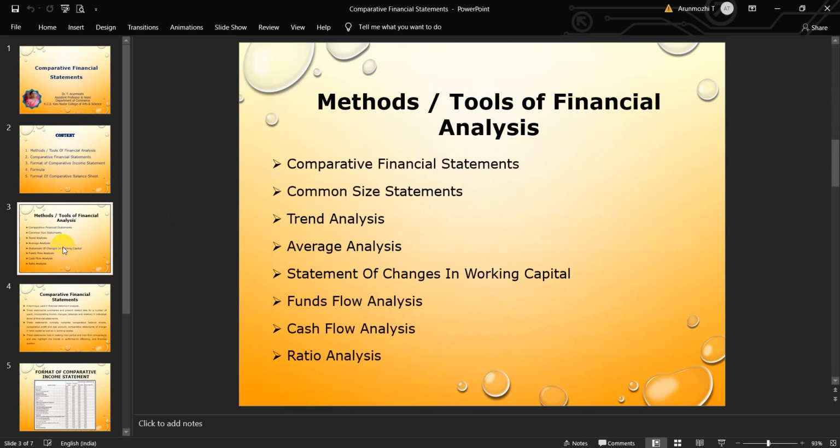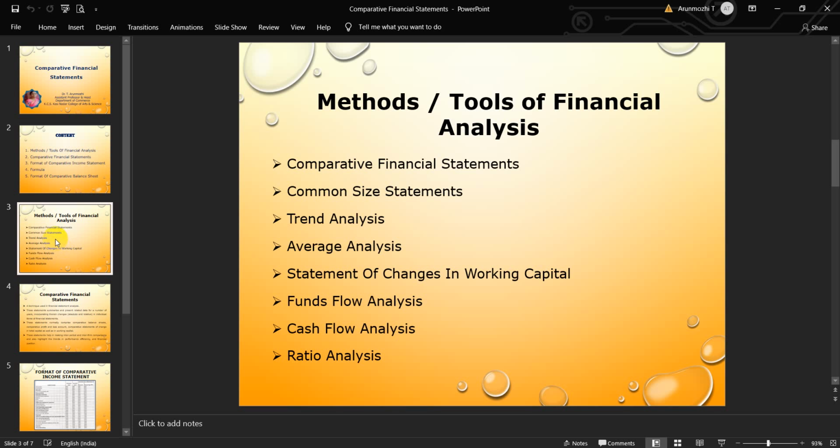Methods or the tools of financial analysis. There are 8 types of the methods. First is a comparative financial statement. In this video, we are going to see in detail about the comparative financial statements. The common size, trend analysis, average, all that we would see in the next videos.